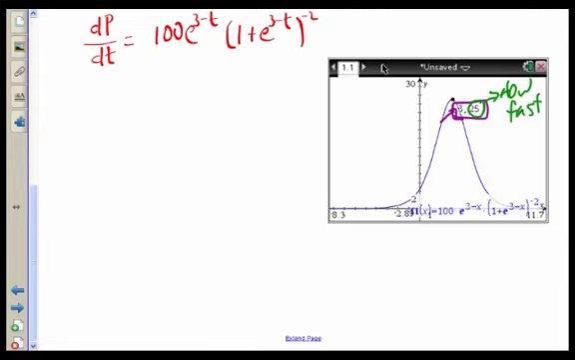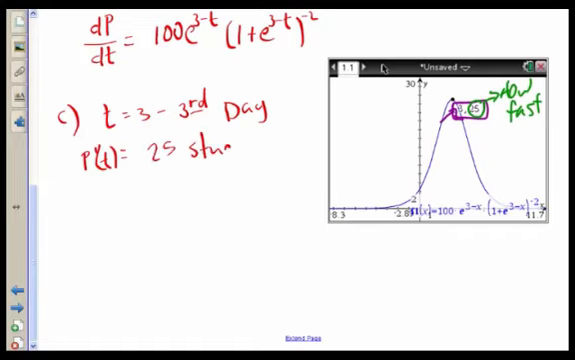So to answer part C, we would say that when t is equal to 3, which is the third day, then the number of students infected would be 25 students per day. So then that P prime of t would be 25 students per day. And that's the fastest rate that it's growing. So a few steps, but not horrible. You can do it.